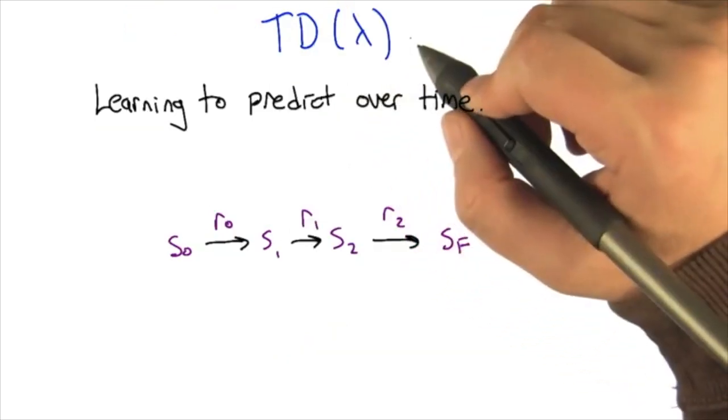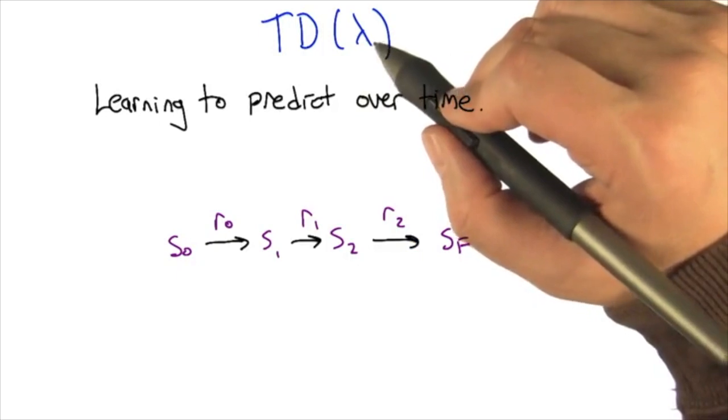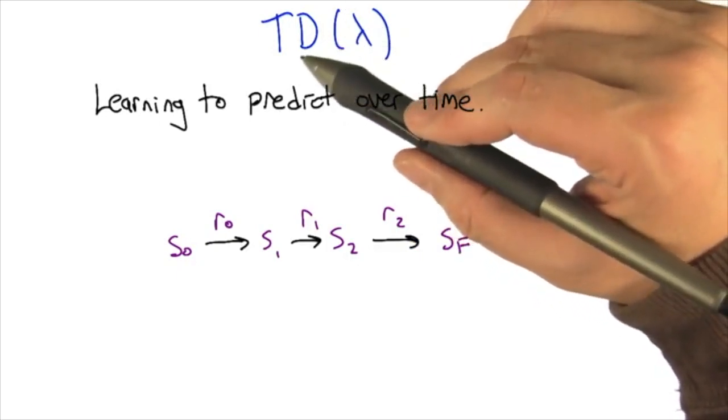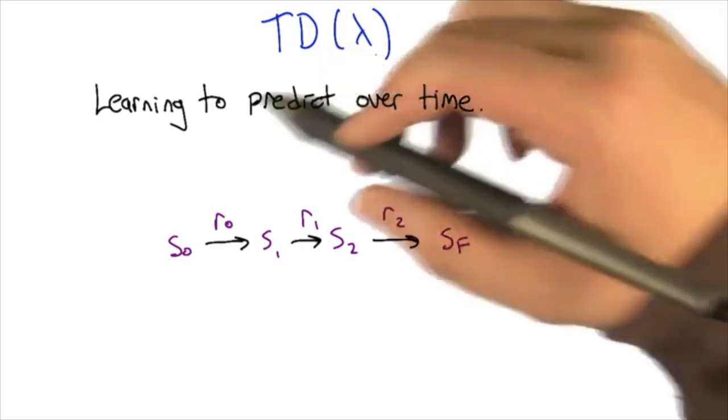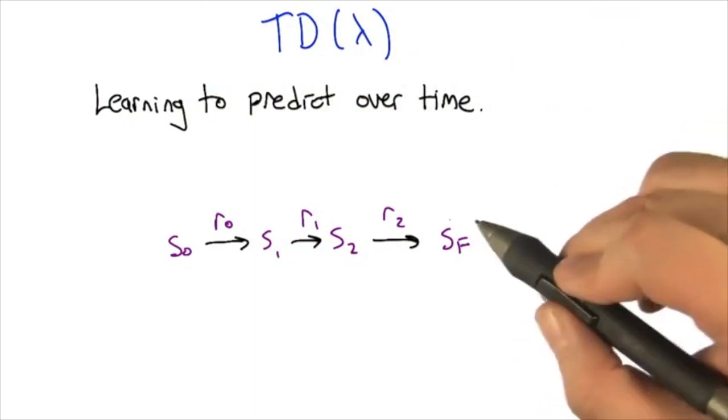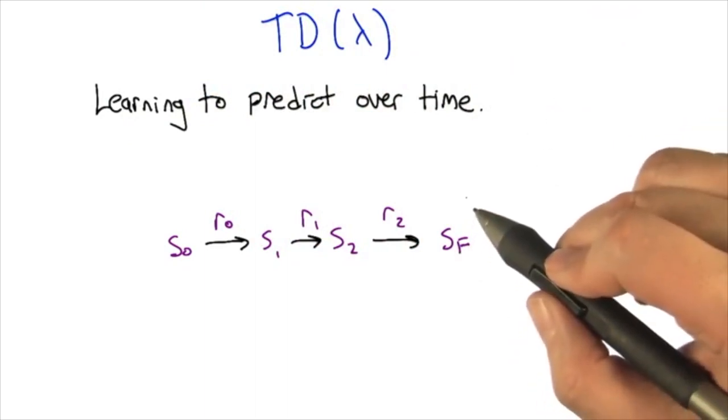All right, and so that brings us to temporal difference learning. The algorithm that we're going to look at, originally by Sutton, is called TD lambda. This is a little lambda symbol. TD stands for temporal difference. And what it's really about is learning to make predictions that take place over time.